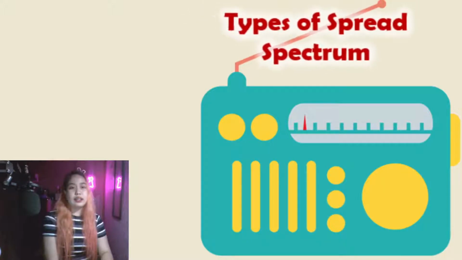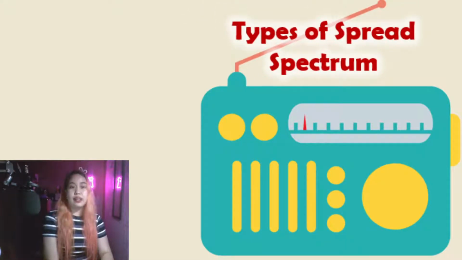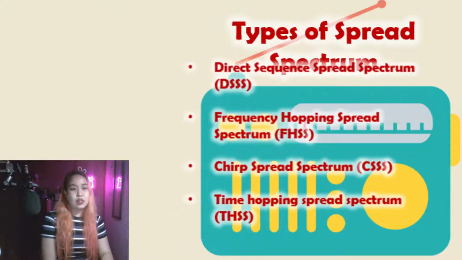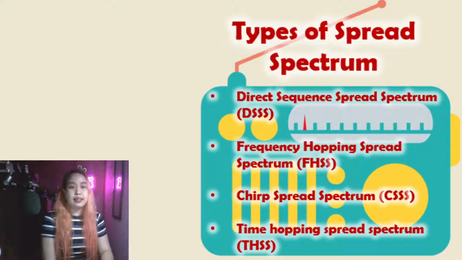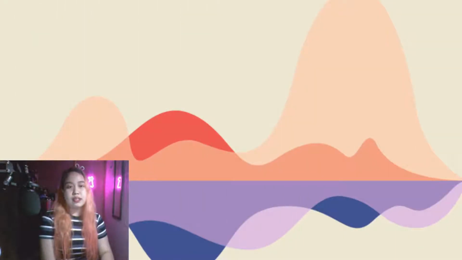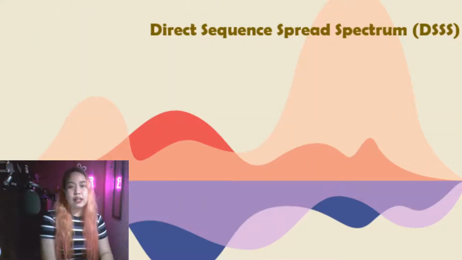There are four techniques of spread spectrum, namely direct sequence spread spectrum or DSSS, frequency hopping spread spectrum or FHSS, chirp spread spectrum or CSSS, and time hopping spread spectrum or THSS. First, let's go with the direct sequence spread spectrum.